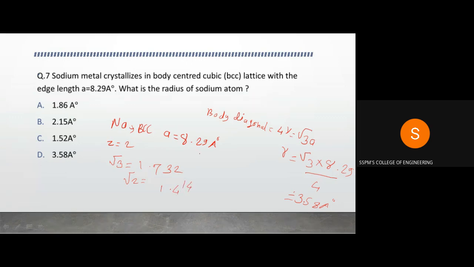This value is important. So R is equal to 3.58 angstrom. So D is the correct answer. The formula of body diagonal is 4R equal to root 3 A. A is given, so we find the value of R. So R is equal to 3.58 angstrom. Next question.